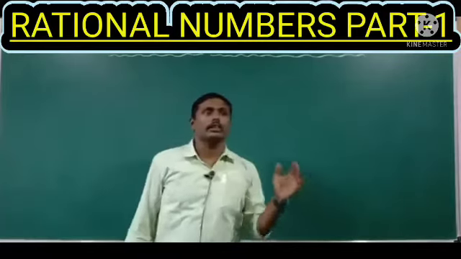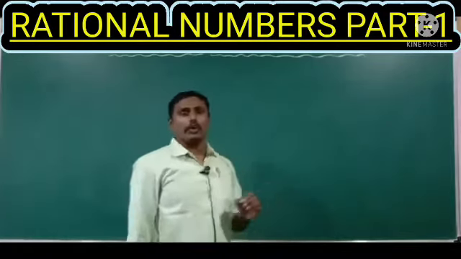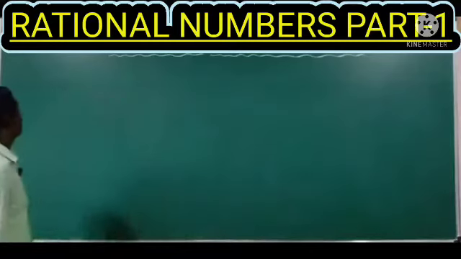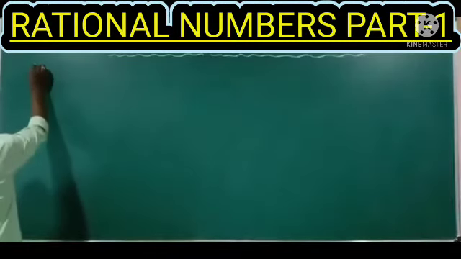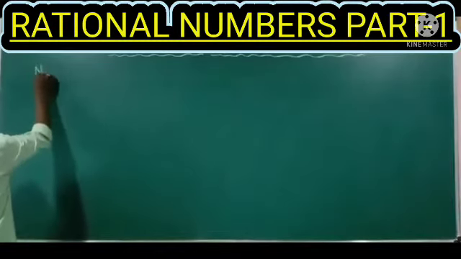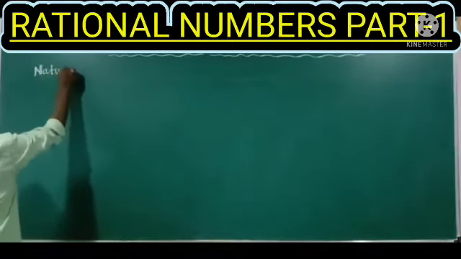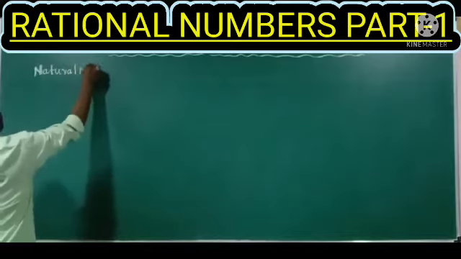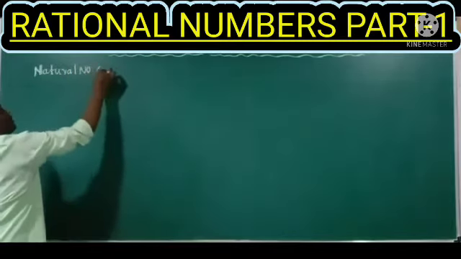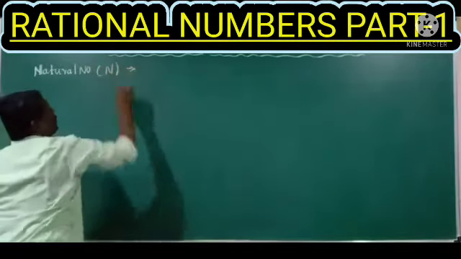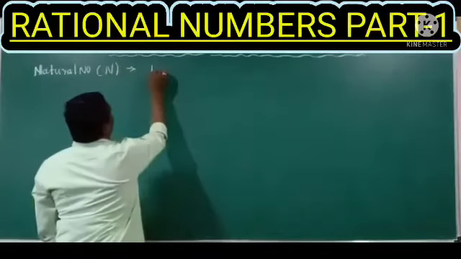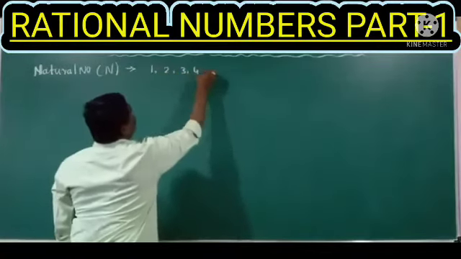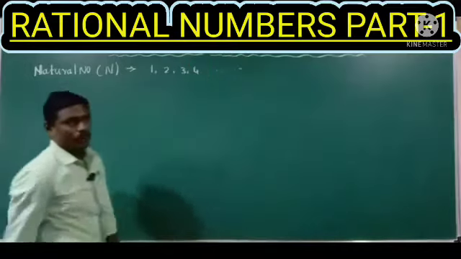Natural numbers are the counting numbers which start from 1 and are denoted by the symbol N. So the first one is natural numbers, denoted by the symbol N, and these natural numbers start from 1, 2, 3, 4 and so on, right?